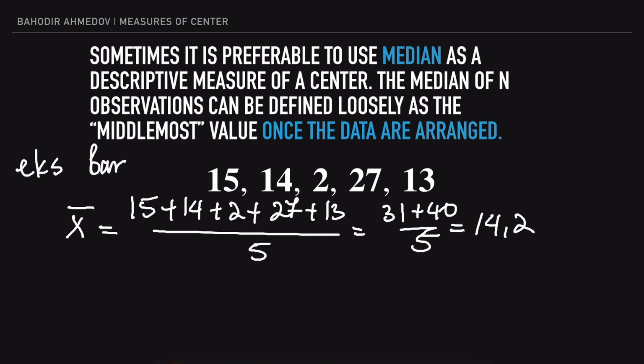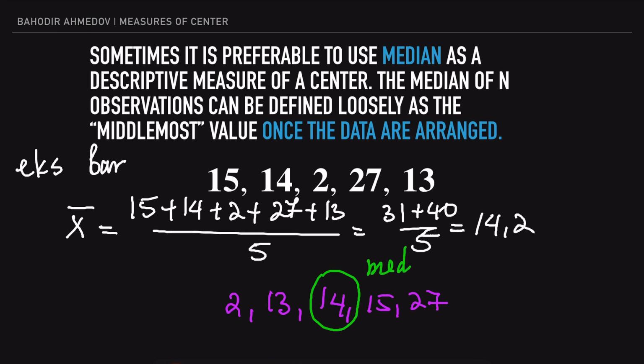At the same time, the median can be found when we first of all sort the data set. Essentially, I'm going to sort them in ascending order, in increasing order: 2, 13, 14, 15, and 27. And this number, which is exactly in the middle, is going to be the median of the data set. You can see here that for this particular example, the mean and the median are very close.